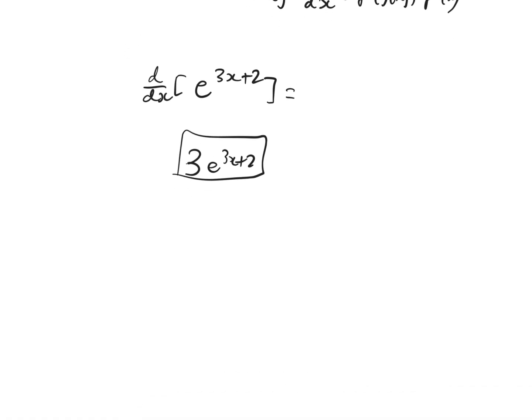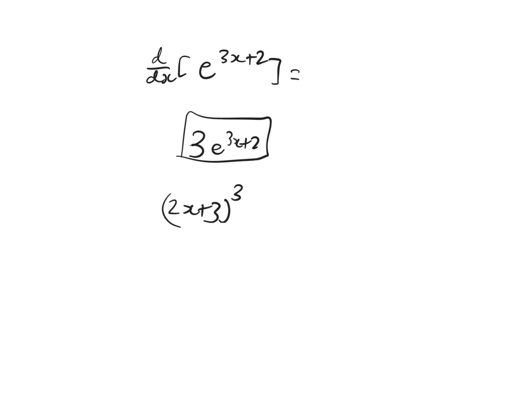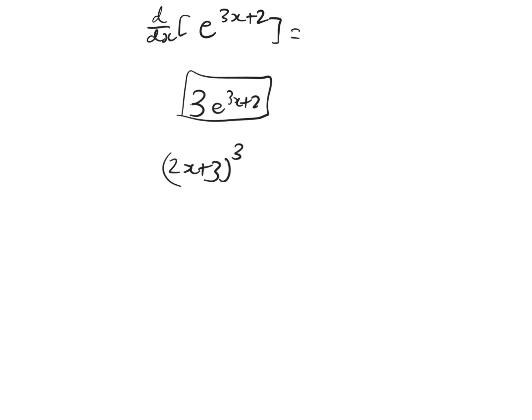I'm going to go over one more example because the chain rule can actually be extremely useful. Let's say we have this, right? Instead of expanding it, which would take so long, we can use the chain rule again. We can differentiate the outside using the power rule. So we have 3 times 2x plus 3 squared.